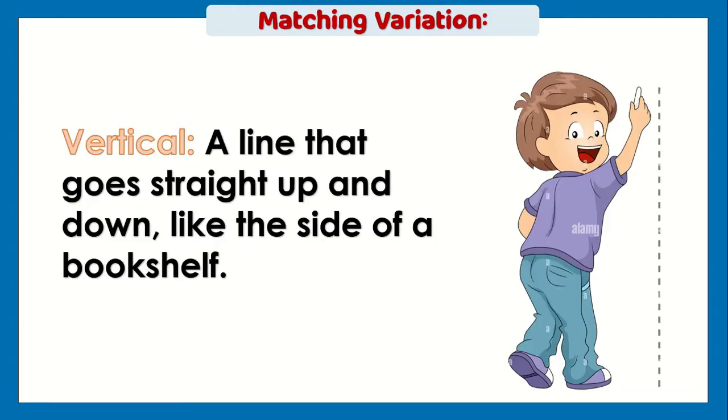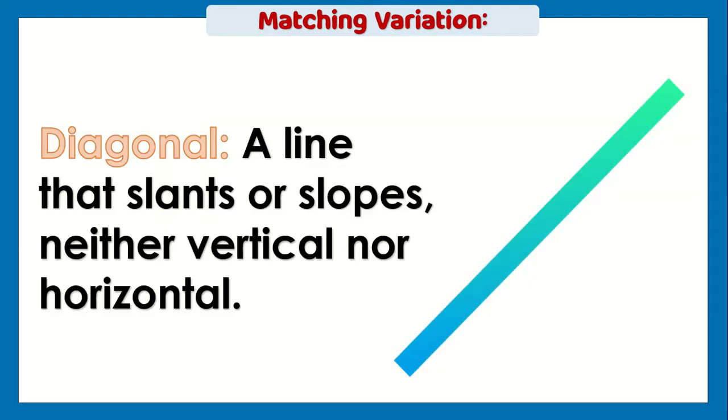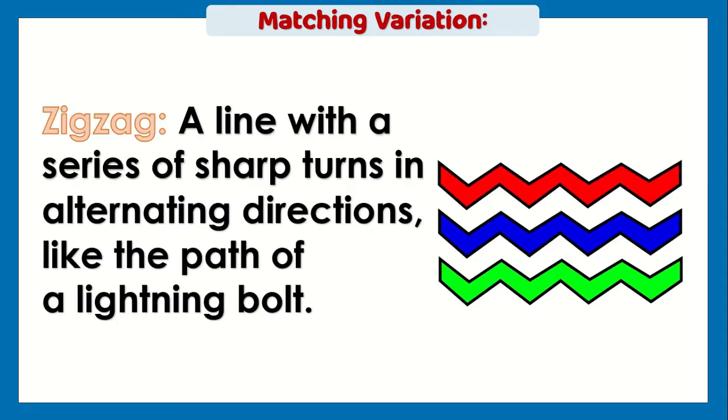Vertical, a line that goes straight up and down, like the side of a bookshelf. Horizontal, a line that goes straight across, like the horizon where the sky meets the land. Diagonal, a line that slants or slopes, neither vertical nor horizontal. Zigzag, a line with a series of sharp turns in alternating directions, like the path of a lightning bolt.